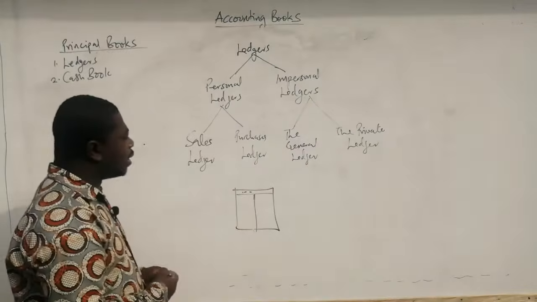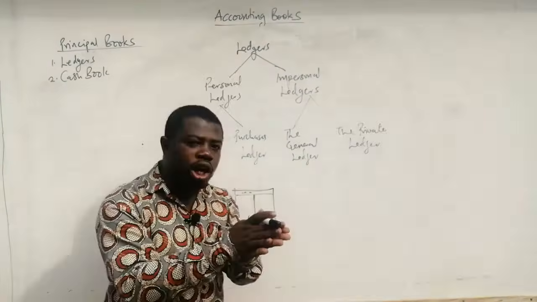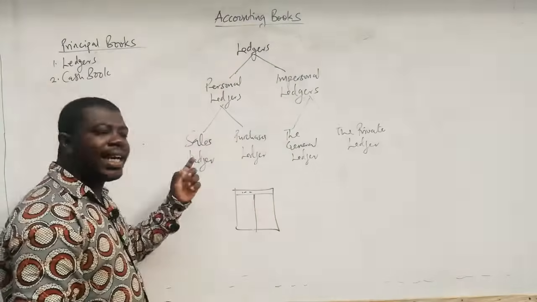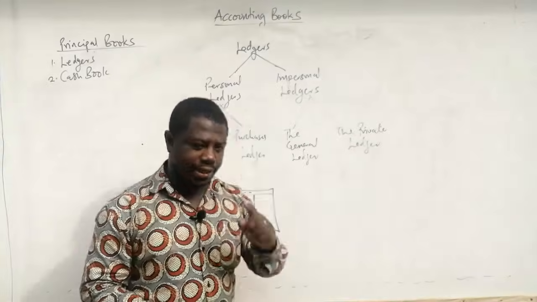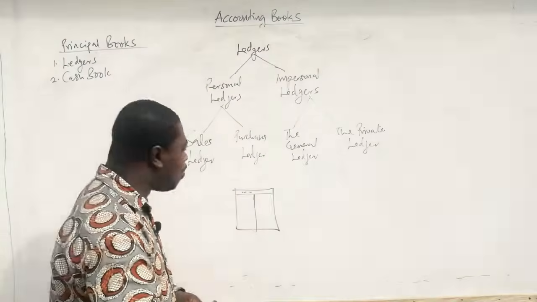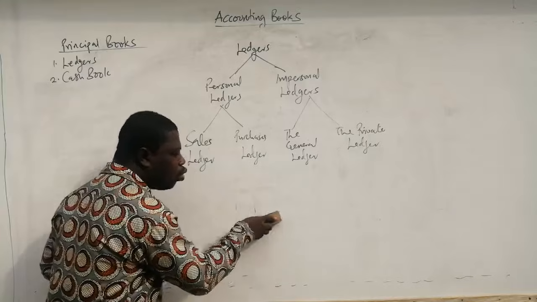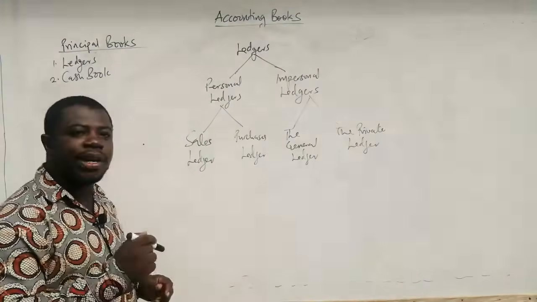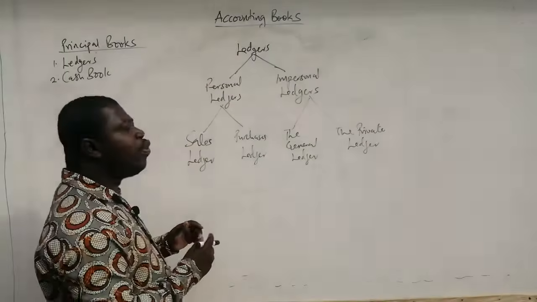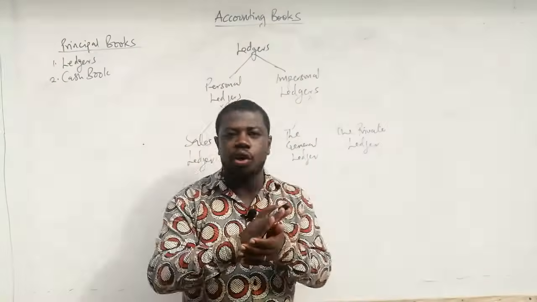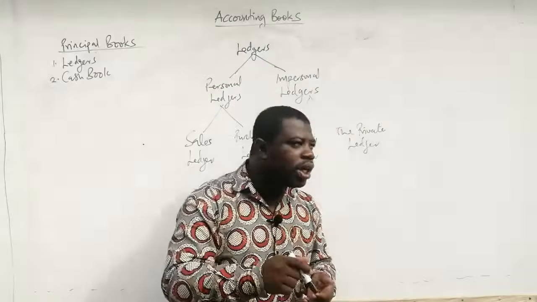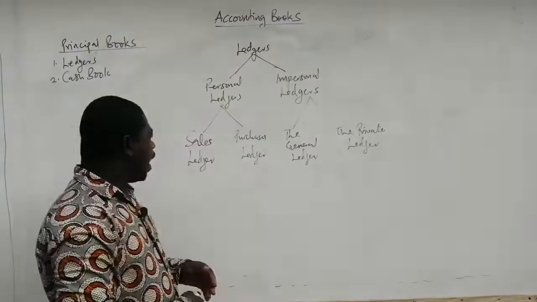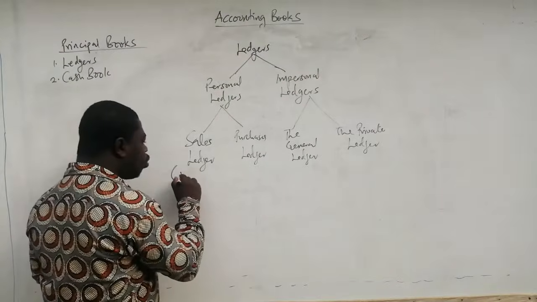Now take note that when we say the sales ledger, it is a book, but it does not have the sales account. The sales ledger is a ledger that records accounts of debtors. Who are debtors? Debtors are people or customers that we sell to on credit. The moment you sell to a customer on credit, the customer becomes your debtor. And so we open a different book called the ledger for them. And in that book, every account you see in that book is an account of a debtor. And that is why the sales ledger is also called debtors ledger.